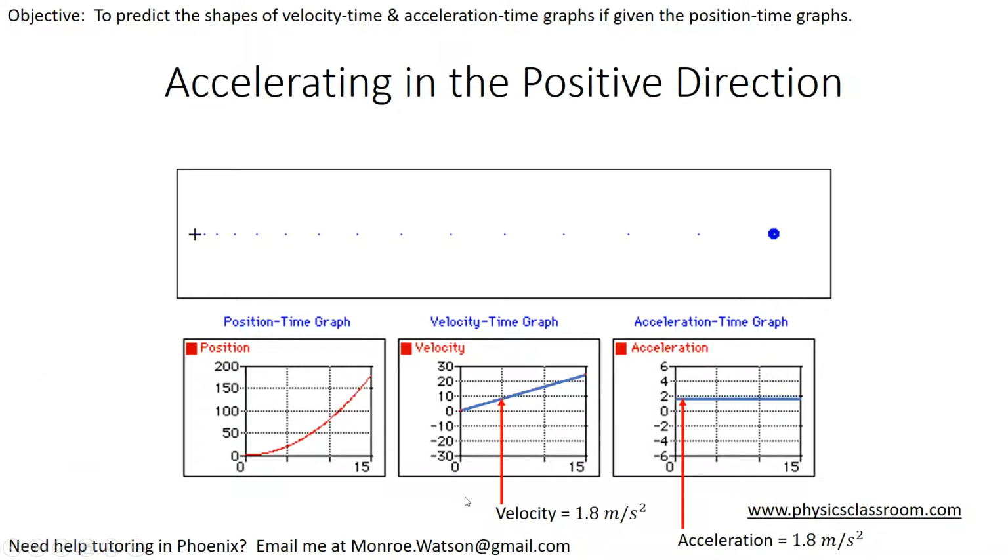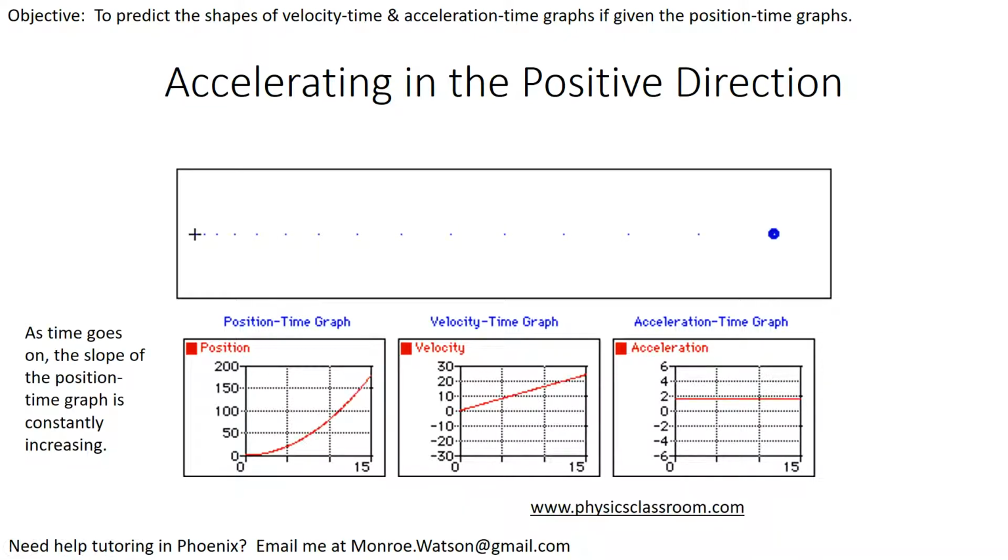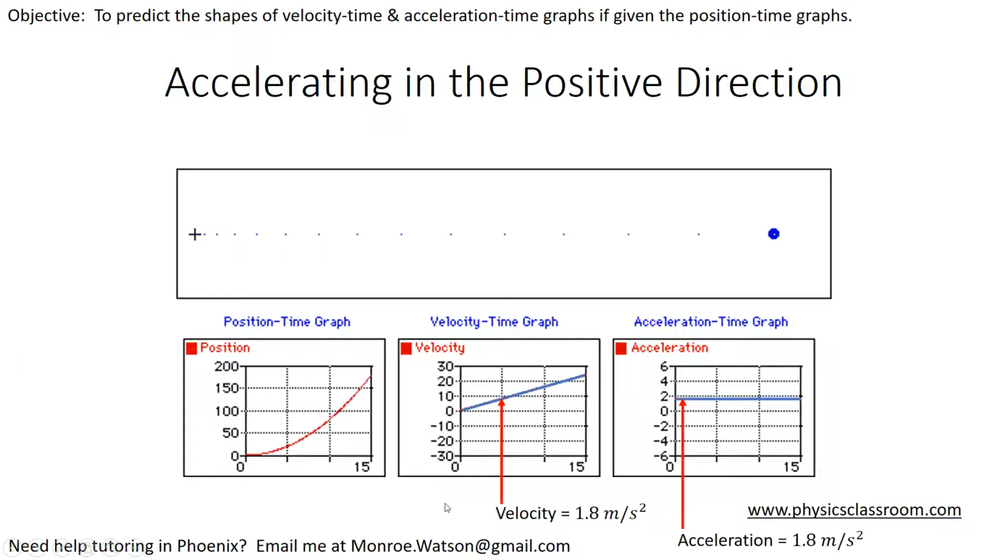Now, let's take a look at this one more time. Again, as time goes on, the spacing gets further and further apart. Therefore, my velocity gets higher and higher. Now let's go to velocity and acceleration. The slope for a velocity time graph is acceleration, and the slope is constant. If I were to calculate the slope of 1.8 meters per second squared, that is going to give me my acceleration.